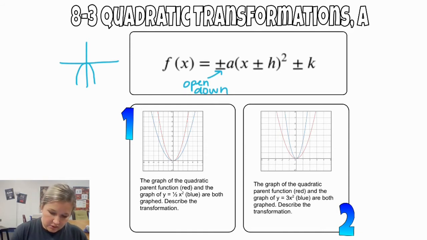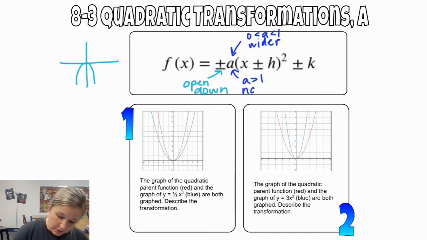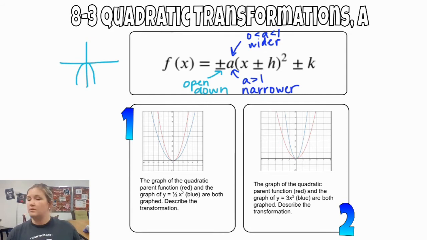So if A is between 0 and 1, that is going to make it a wider parabola. So it's going to end up being wider than the original parent function. And then if A is greater than 1, it's going to be narrower or skinnier, and that's what we'll have there.